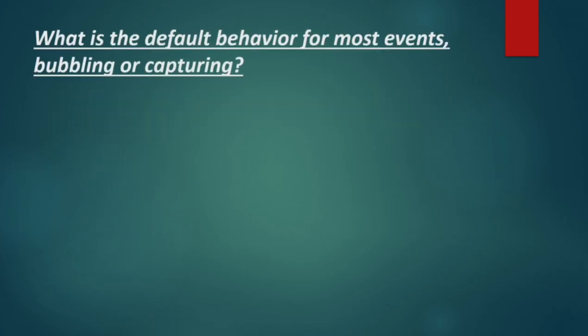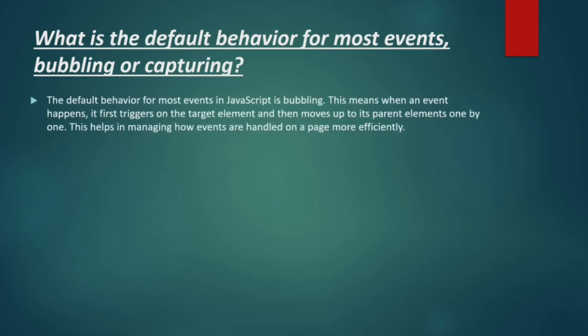Now move to the different question. What is the default behavior of most events, bubbling or capturing? The default behavior for most events in JavaScript is bubbling. This means when an event happens, it first triggers on the target element, then moves to its parent element one by one. This helps in managing how events are handled on a page more efficiently.